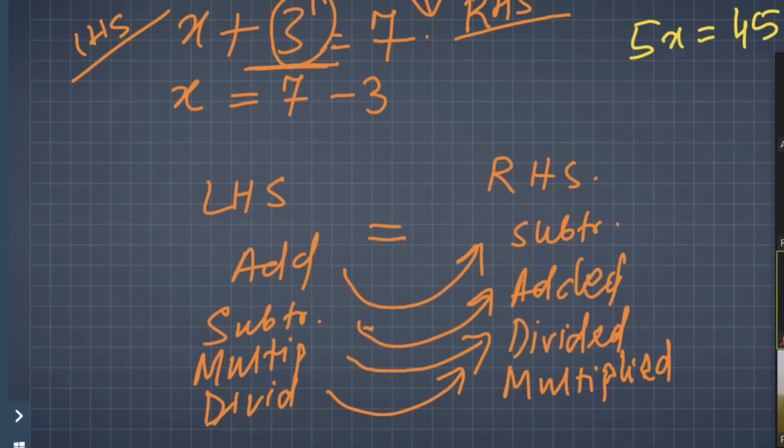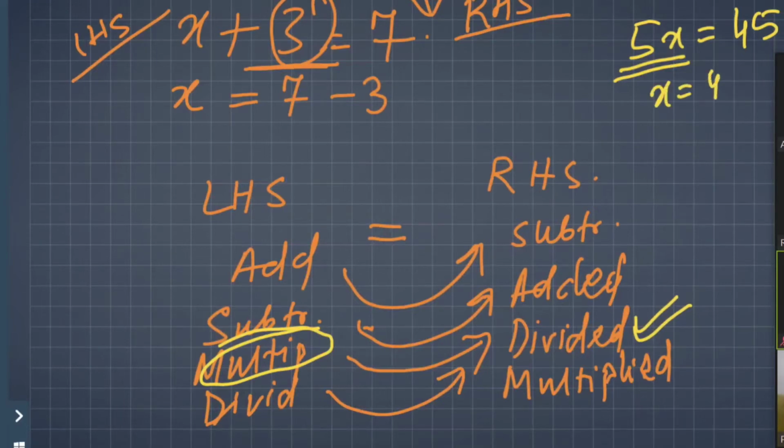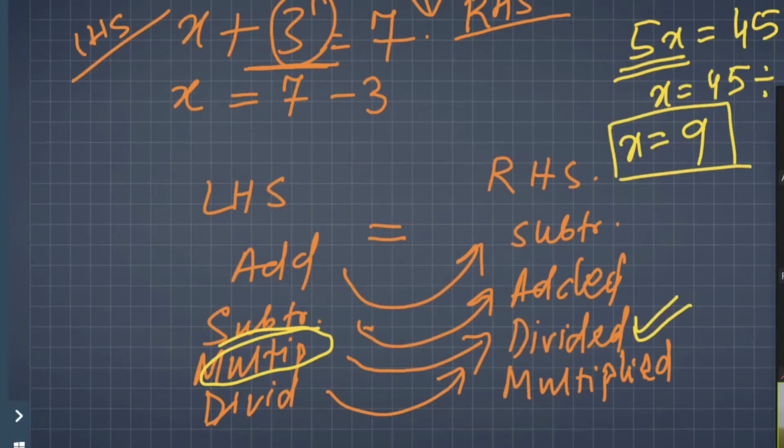According to this, I have multiplied 5 with x in order to write 5x. So 5 has been multiplied over here. If I take 5 to the other side of the equation, what will happen? It will be divided. Okay. So x = 45 divided by 5. Correct. Which is equal to 9. So x = 9.